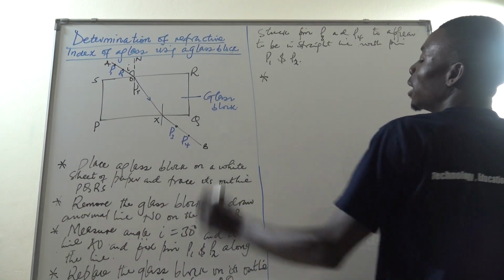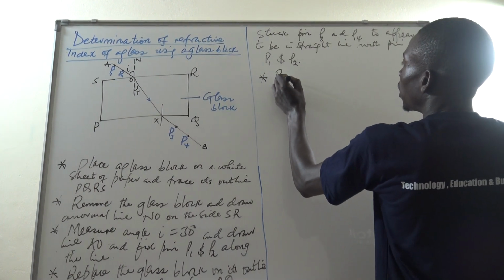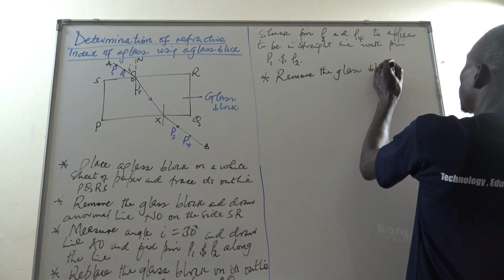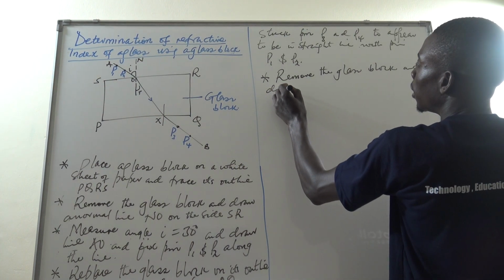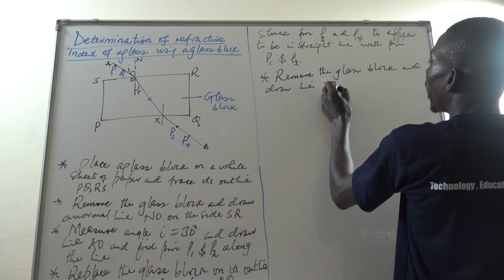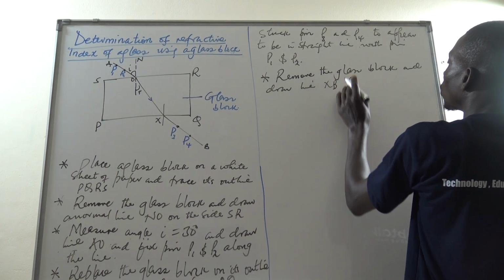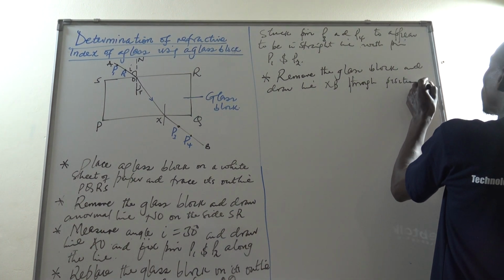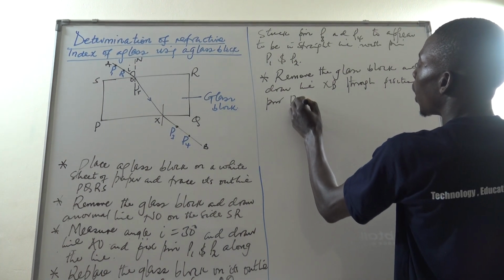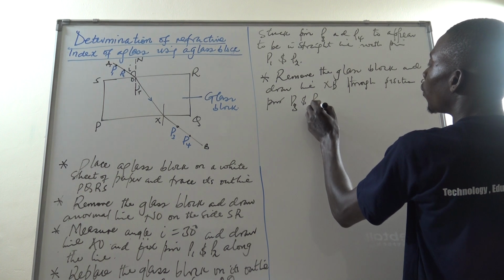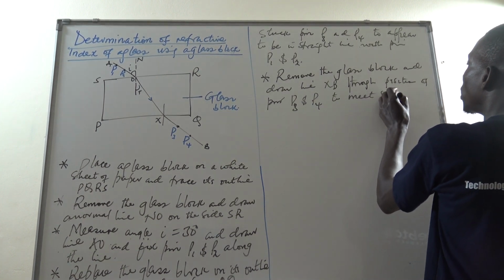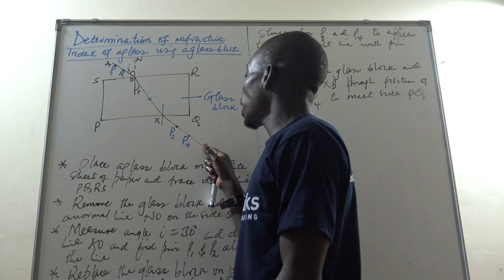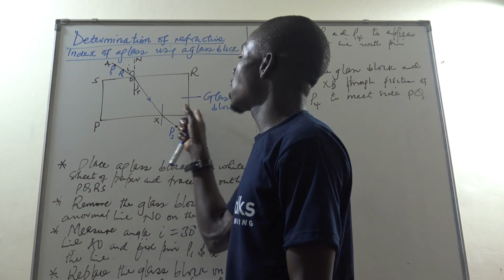If you've done that, the next step is to remove the glass block and draw line XB through the positions of pin P3 and P4 to meet side PQ at X. So now make sure that you draw a line through these two positions to meet this side here at X.